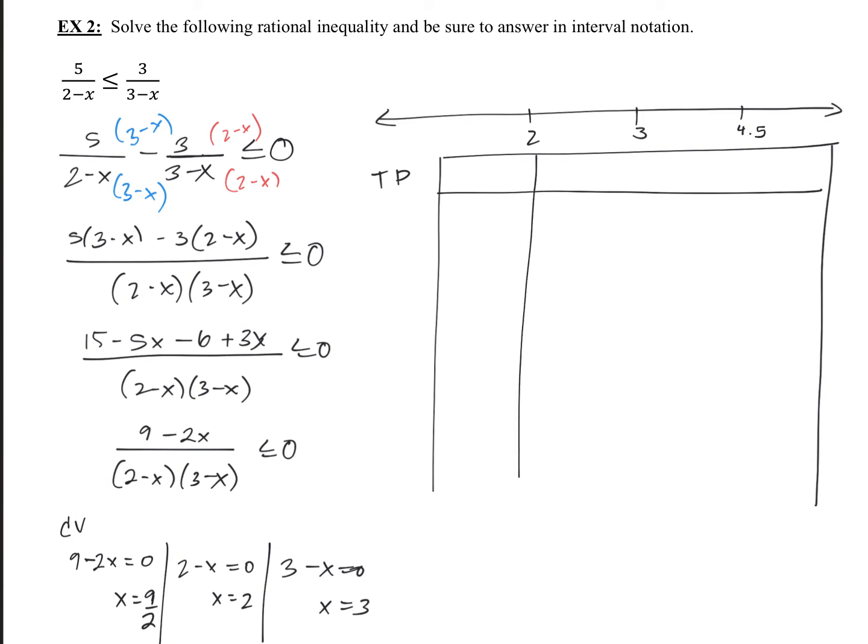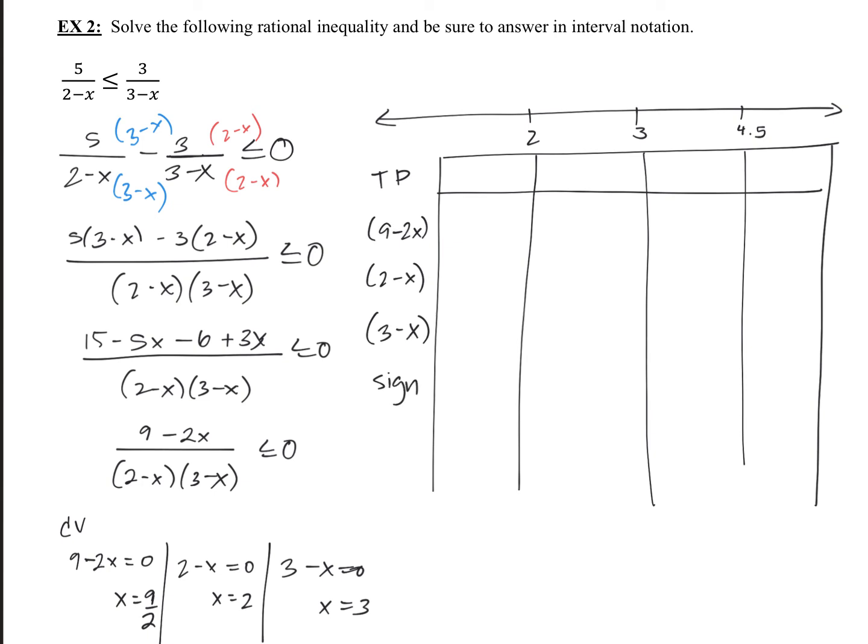Okay, so we'll go ahead drawing the intervals for my testing. I'll bring out my factors. So 9 minus 2x is one factor, then 2 minus x is the other factor, and then 3 minus x is the last factor. We'll want to know the sign, and lastly, what do we want to know? We want to know if it's less than or equal to 0. That is the last thing that we would check.